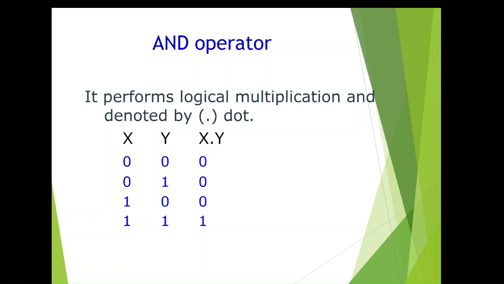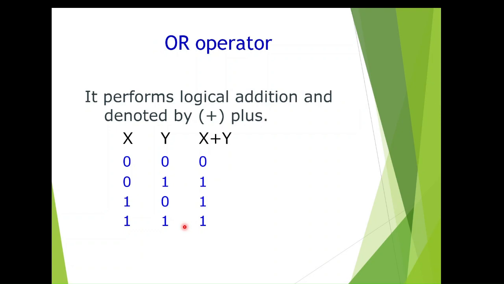It is denoted by a dot, and as you see, we have only two binary values, 0 and 1. So if I take all possible combinations, we can write them as a table. 0 into 0 is 0, 0 into 1 is 0, 1 into 0 is 0, and 1 into 1 is 1. Similarly, logical addition, that is the OR operator: 0 plus 0 is 0, 0 plus 1 is 1, 1 plus 0 is 1, and 1 plus 1 is also 1. It means if any one digit, x or y, is 1, the output is 1.